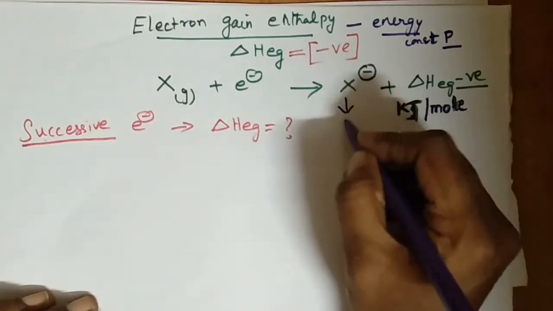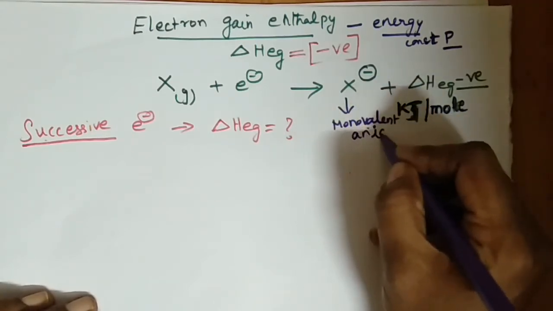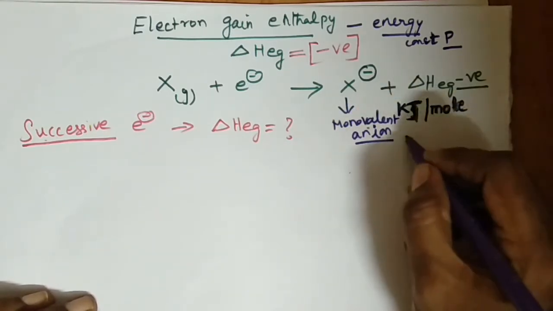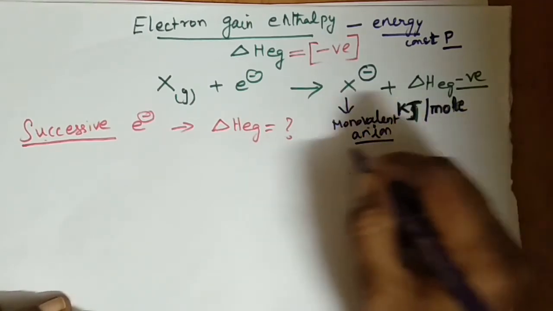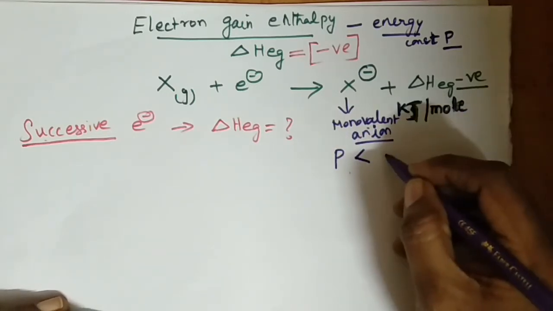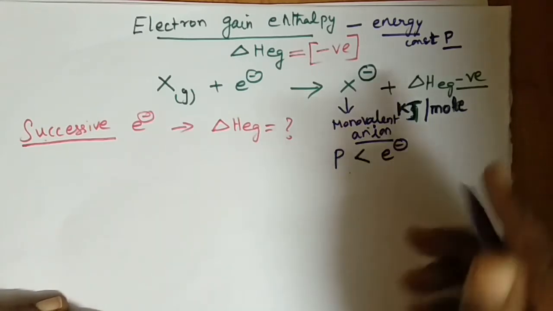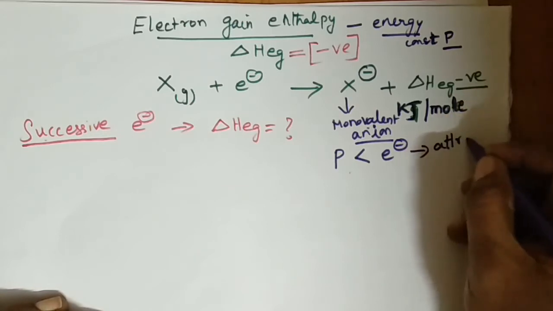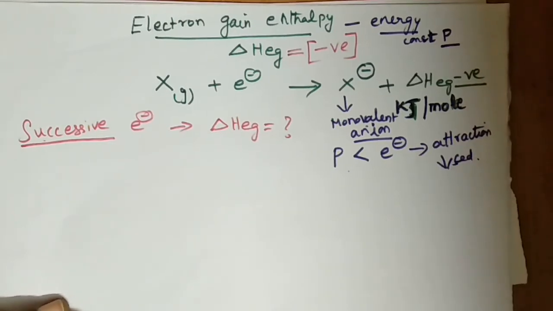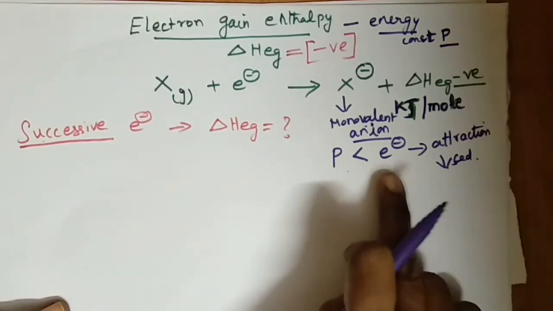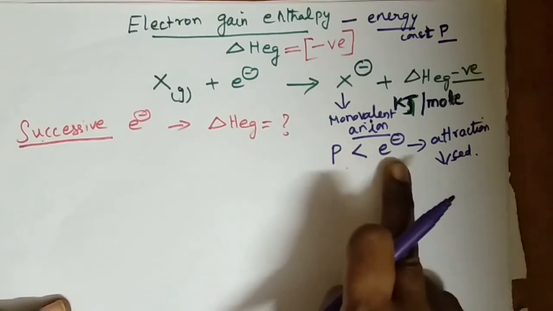Once it becomes a monovalent anion, remember this, children, inside that atom the proton charge becomes less than the electrons, isn't it? The electron is already gained, so the proton charge is less. Naturally, there would be less attraction, because the proton charge is less compared to the electrons.